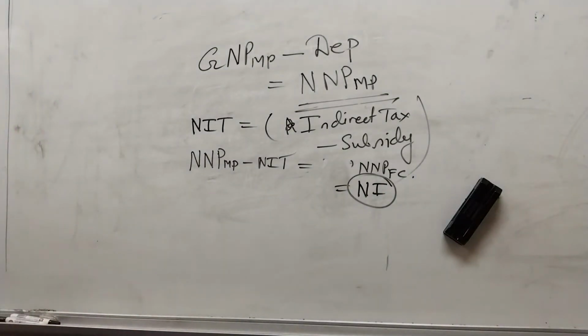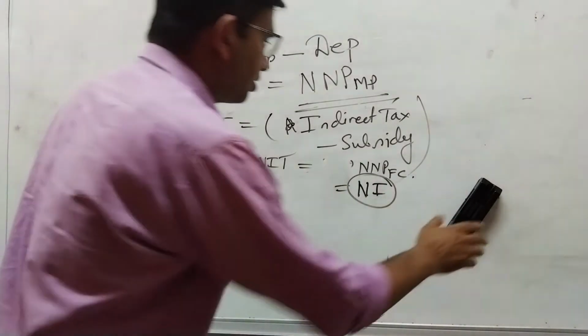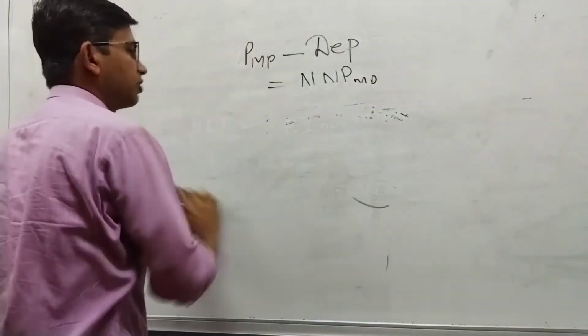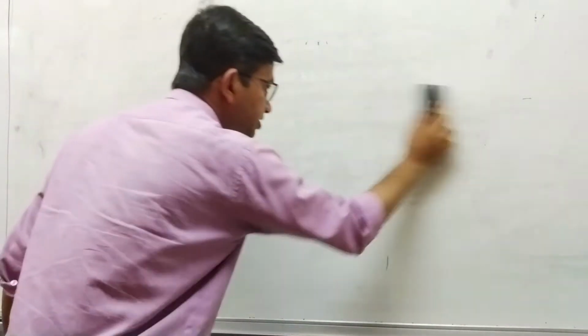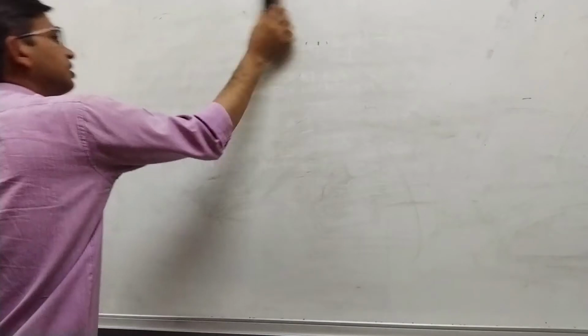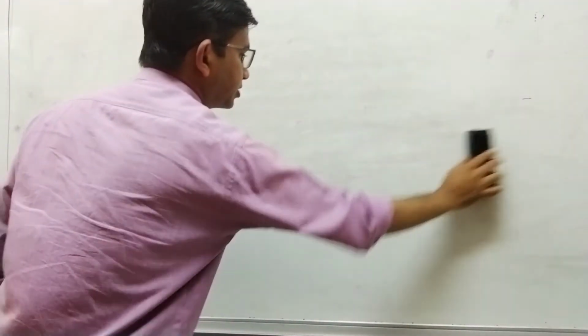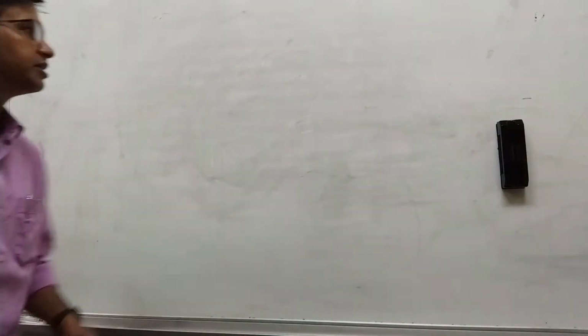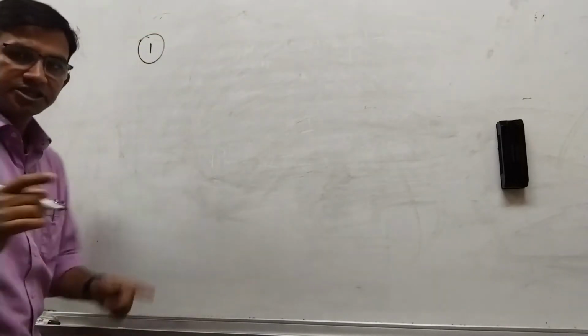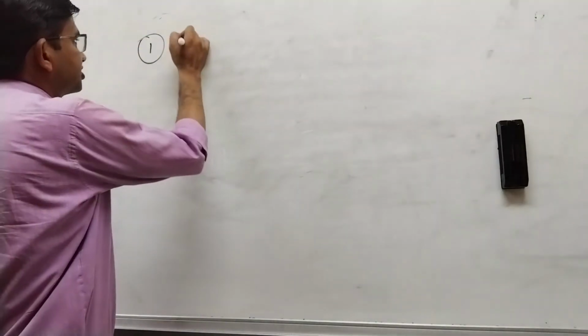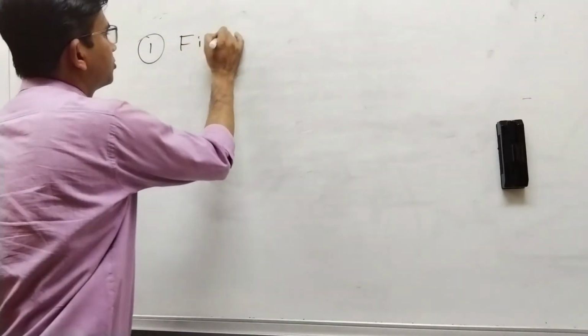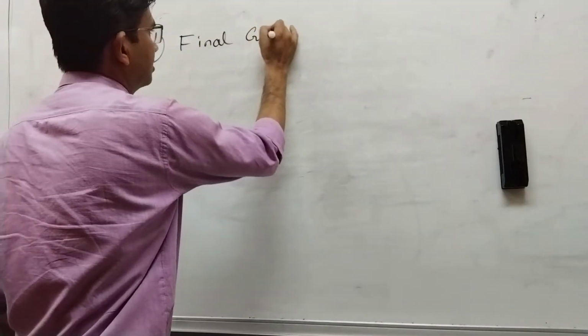Remember that in this method there are some precautions to measure national income through the expenditure method. First is that we should always consider only the final goods and services.